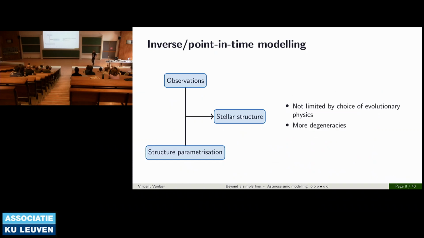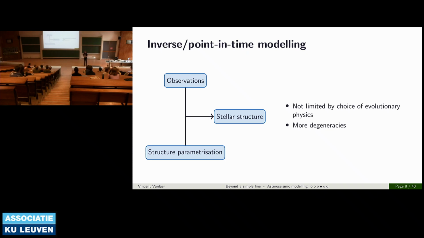The second type of modeling is inverse modeling. I'll call it here as well point-in-time modeling. Why do I do that? It's because inverse modeling is a very broad term and can sometimes be used quite differently depending on the scientific field. But in this case, what we mean is we are trying to constrain the structure of the star. Well, not necessarily the structure, it could be the rotation profile as well. We're trying to constrain that, not based on some evolutionary physics, but just trying to figure out what the star is doing right now.